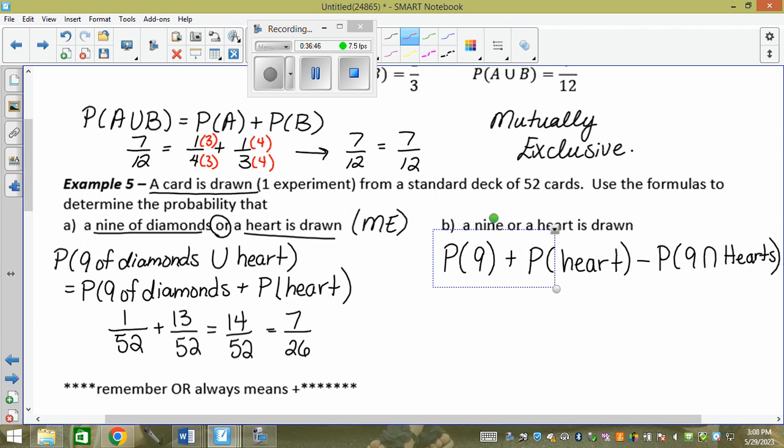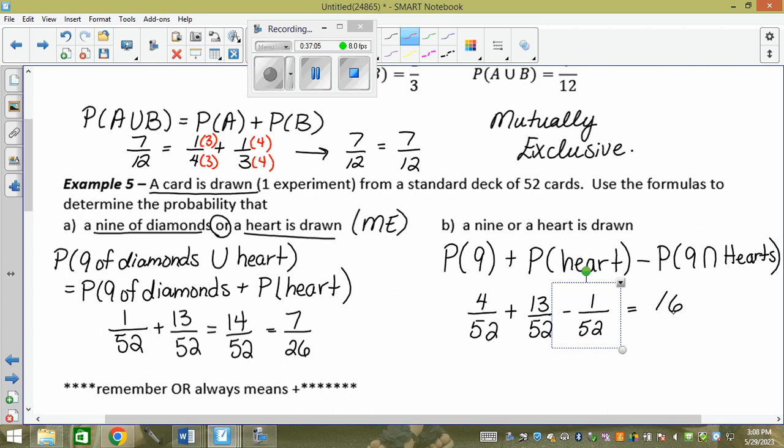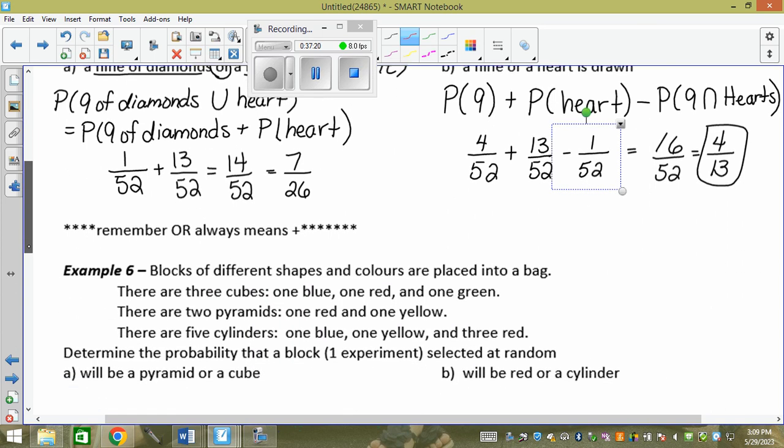So we're counting the 9 of hearts in this one, which is 4 out of 52, plus we're counting the 9 of hearts in the hearts, 13 out of 52. So we've counted the 9 of hearts twice, essentially, right? So we have to take off the 1 9 of hearts. And so we get 16 out of 52, which reduces to 4 out of 13. Remember, or always means plus sign. That hasn't changed the whole time.